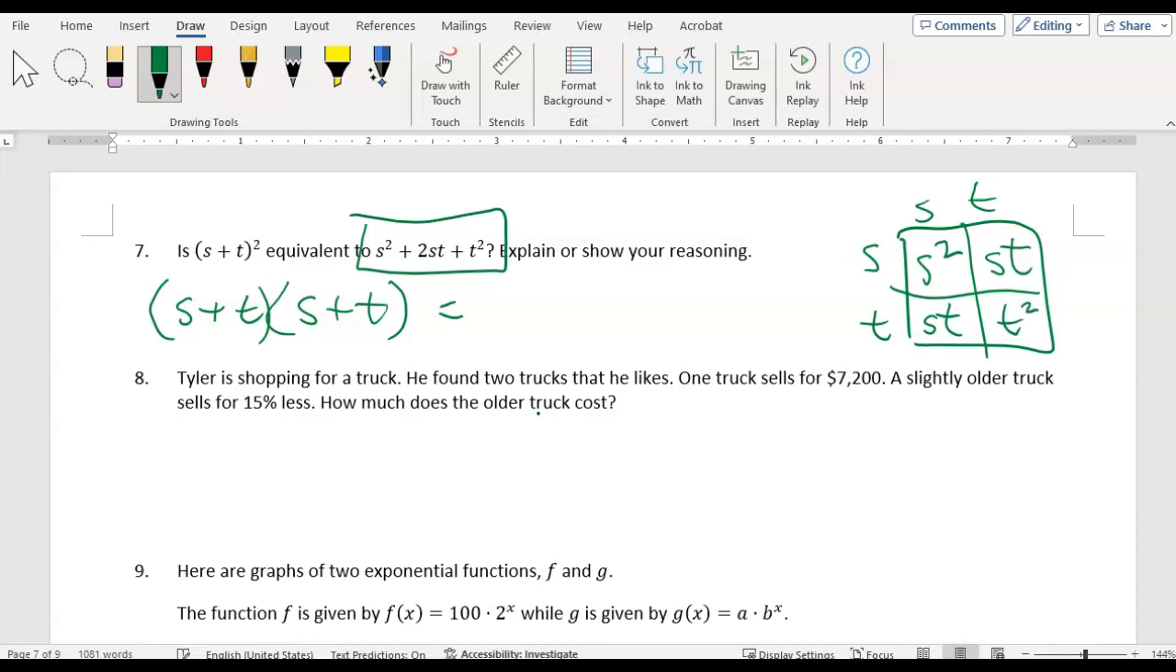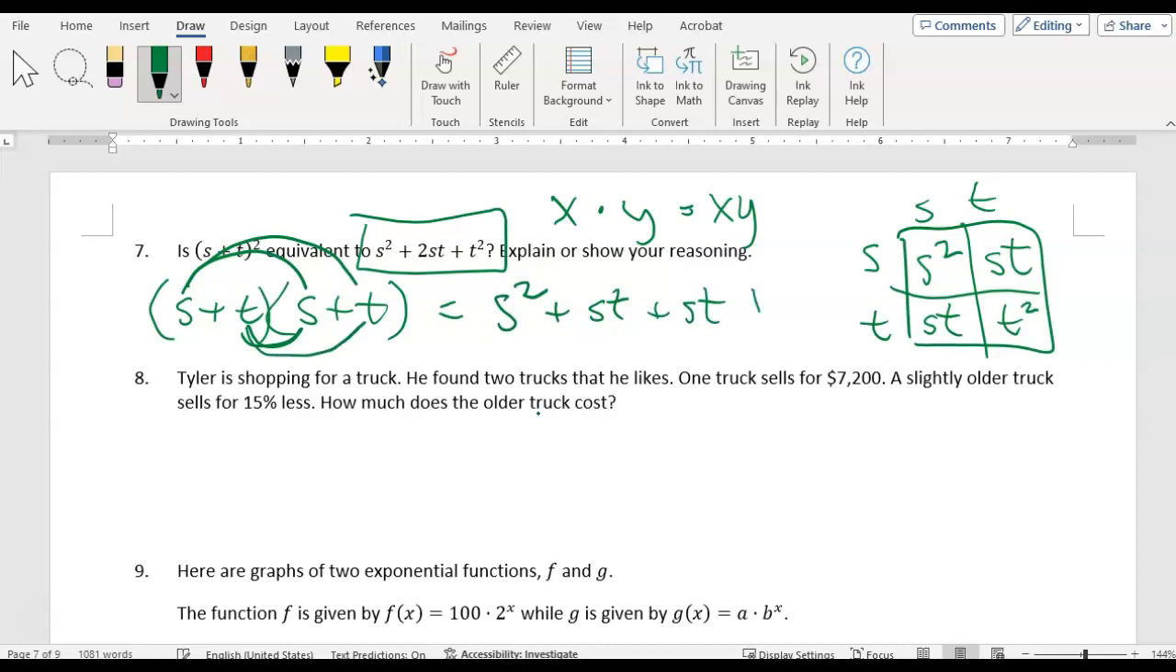And then something to note is that if you have a variable times a variable, for example, x times y, that's just xy. That indicates that these are being multiplied. And then this would be s times t or t times s. Those are interchangeable. So we'll get s squared, and then plus s times t, and then plus t times s, and then t squared. So this is actually going to be s squared plus 2st plus t squared.